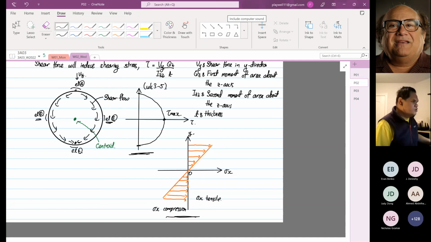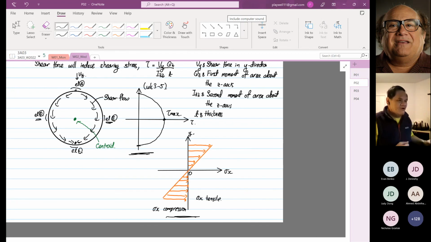What happened at the neutral axis? Anyone? The max occurs at the minimum, like vice versa. You got it. In the shearing stress, the maximum is at the centroid. On the bending moment, the maximum is away from the centroid.